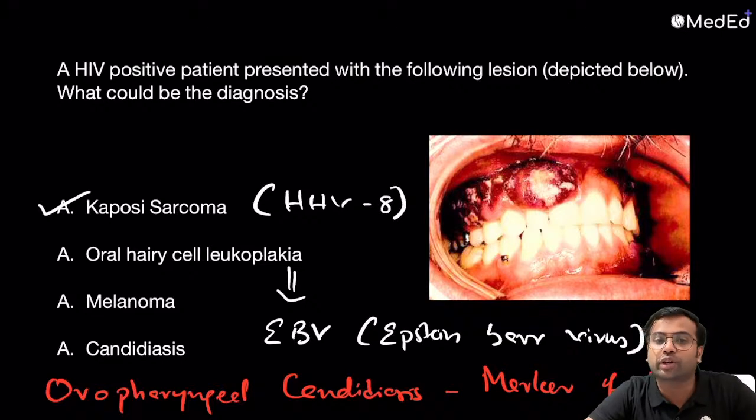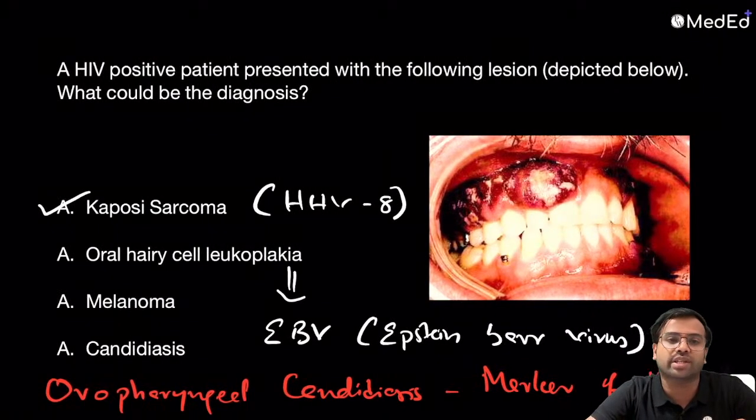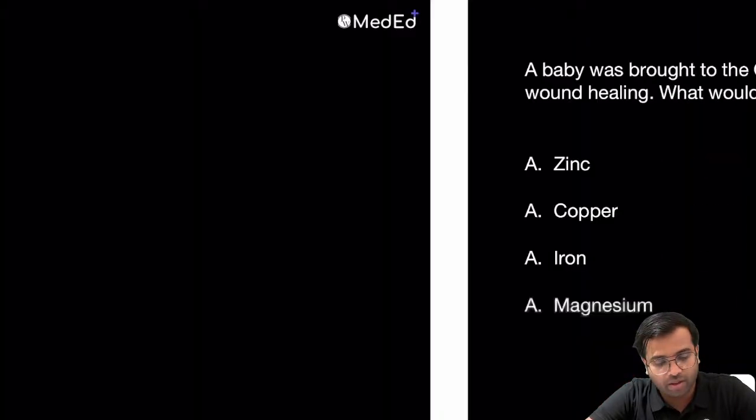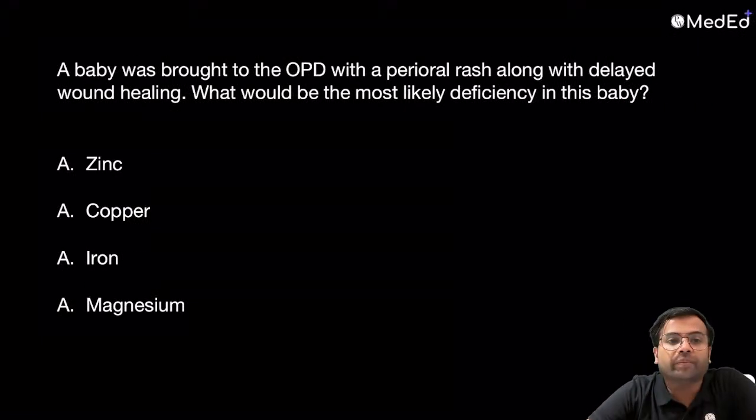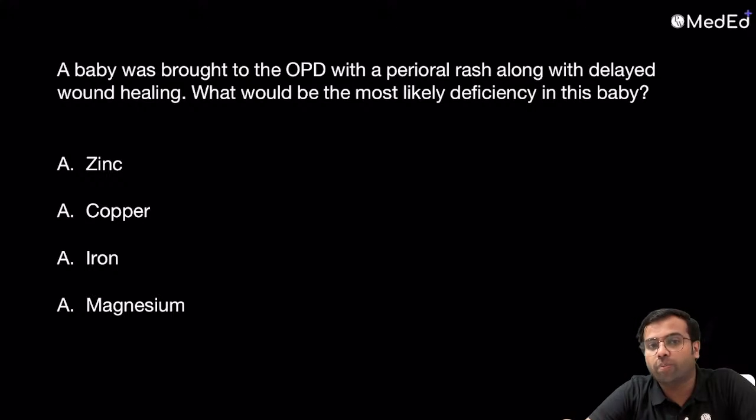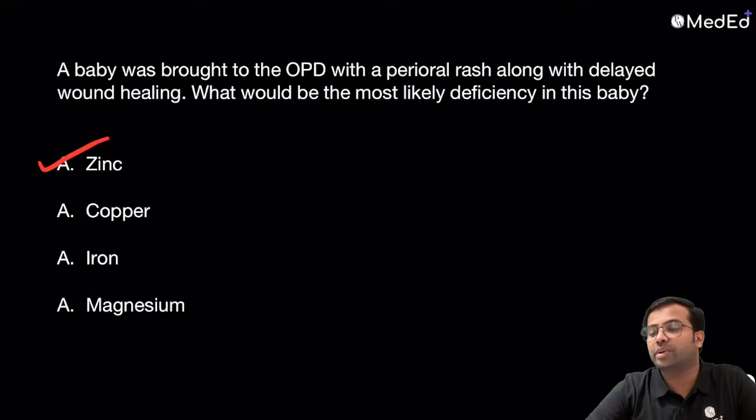Please make sure that you revise all the skin manifestations that you can find in HIV patients. Moving to the next one, a baby was brought to the OPD with a perioral rash with delayed wound healing. What would be the most likely deficiency in this baby? Excellent, Priya. So Priya is answering zinc. I'm also agreeing with her that this is going to be zinc. So Sakshi, Sharan, all of you are getting it right.